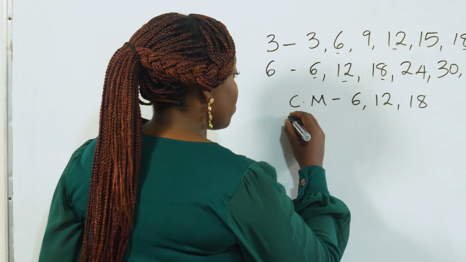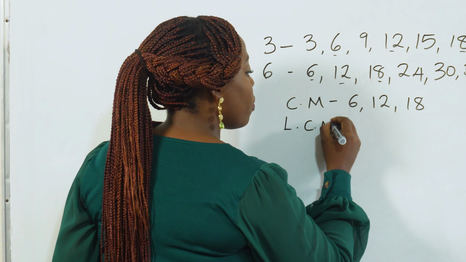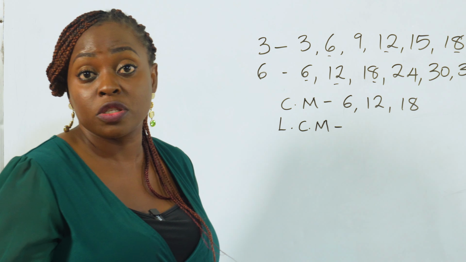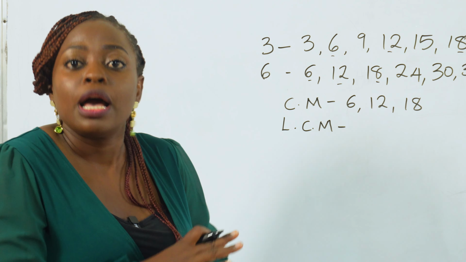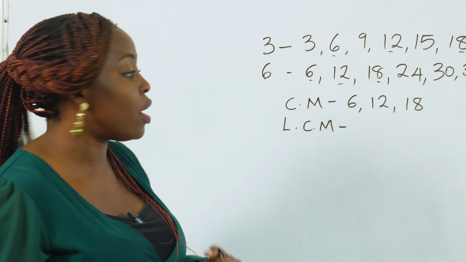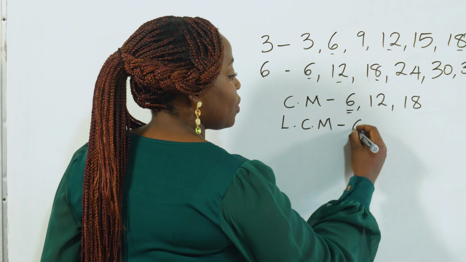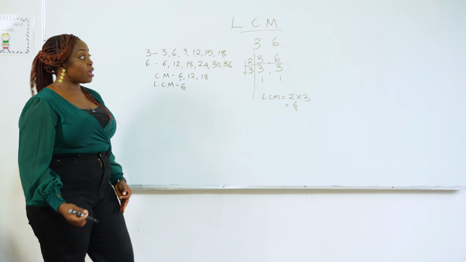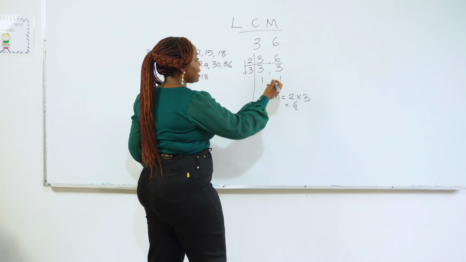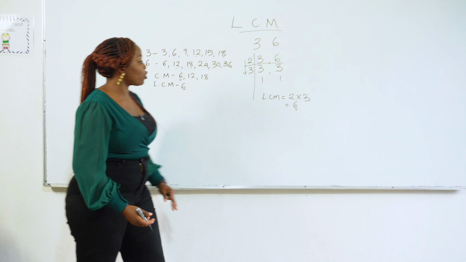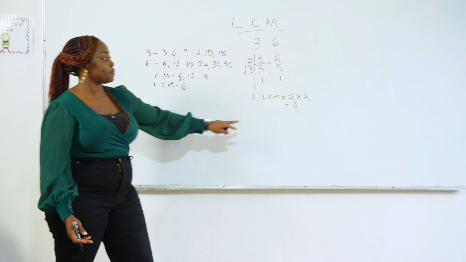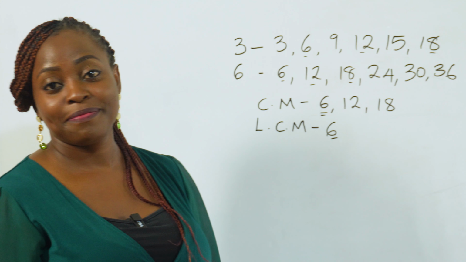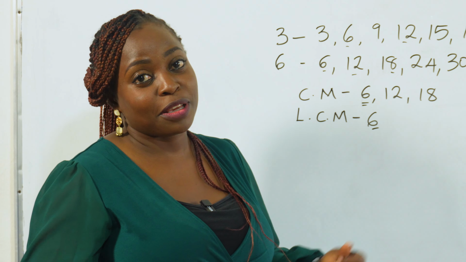The next thing that we're going to write out is what our lowest common multiple is. Our lowest common multiple is just the least out of all the common multiples that we found, and that is 6. So the LCM of 3 and 6, whether you're using this method or this method, is 6. And that's our LCM for you.